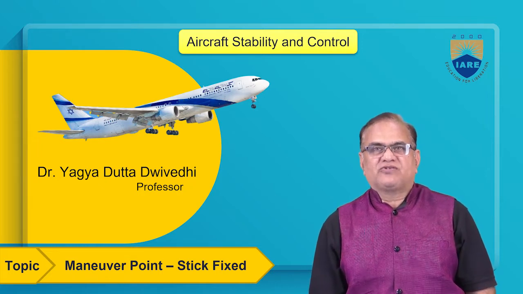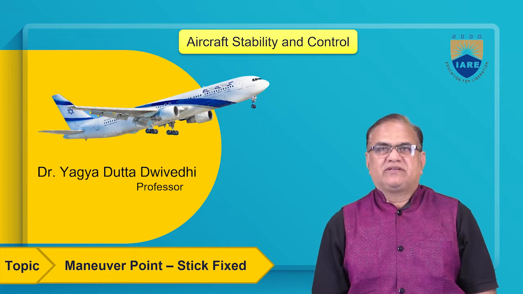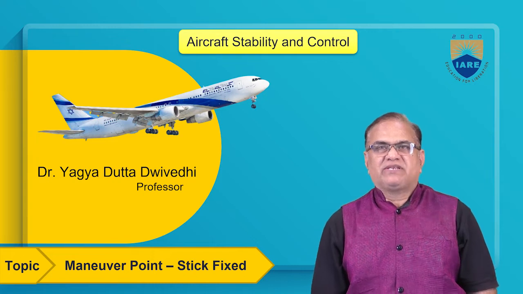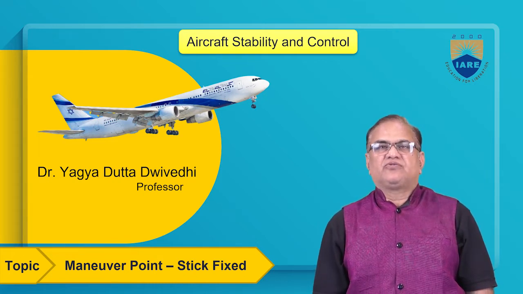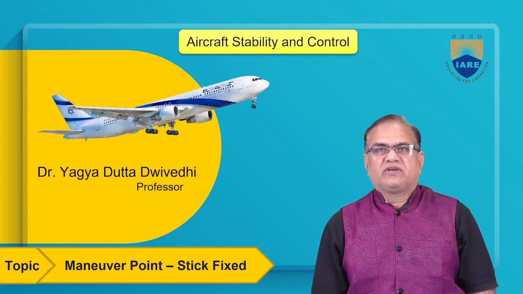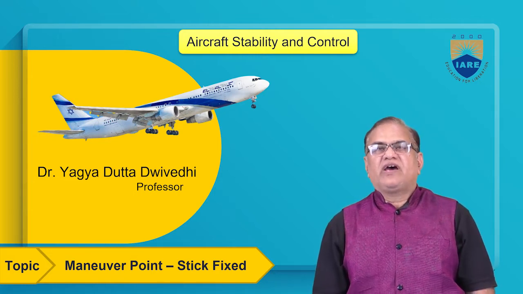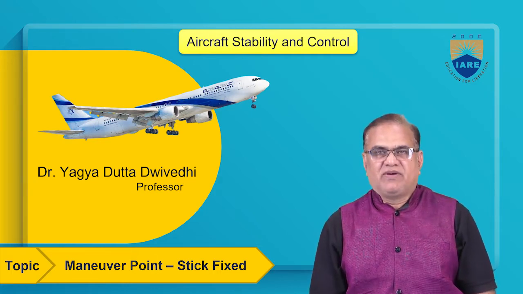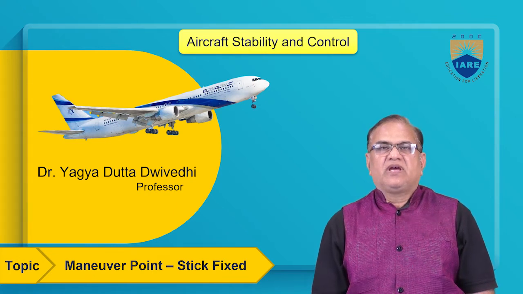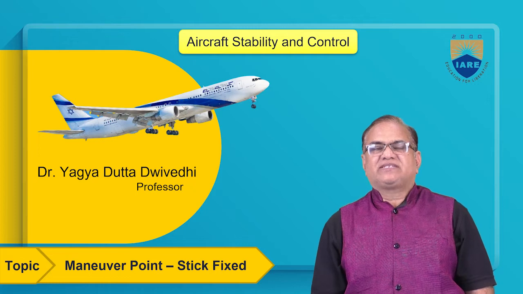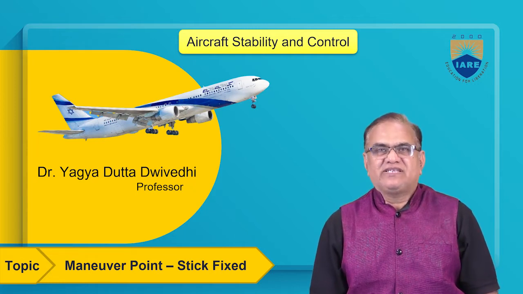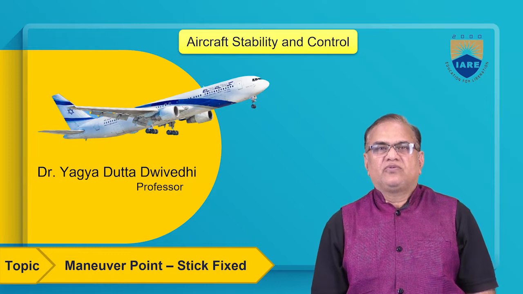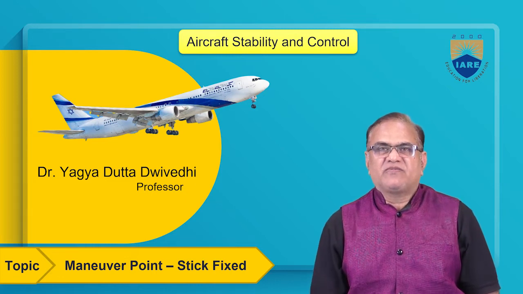One is Cm alpha should be less than 0 or negative, and the Cm naught, the coefficient of moment at 0 angle of attack, should be positive or greater than 0. If we are able to meet these two conditions, we can say that the aircraft is longitudinally statically stable. Static stability is the tendency of the aircraft to revert to its equilibrium condition after disturbance if the disturbing force is removed.